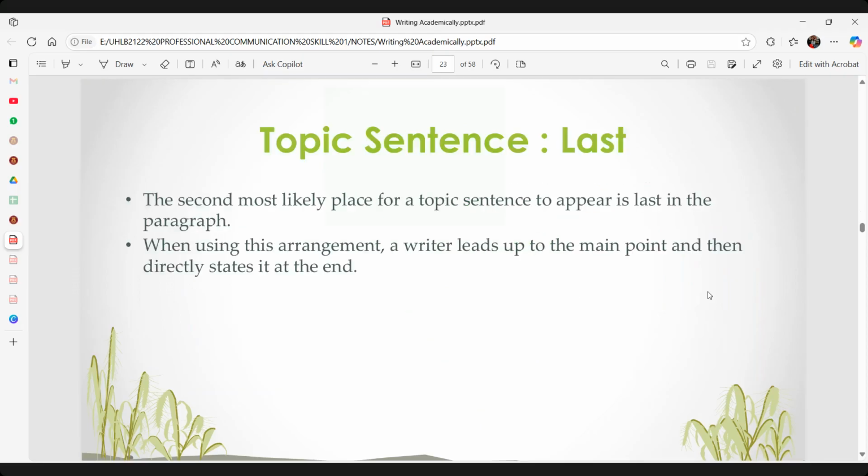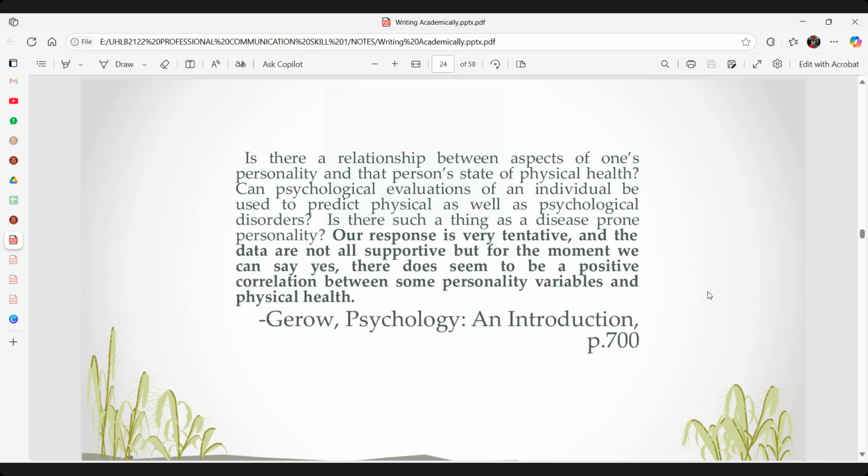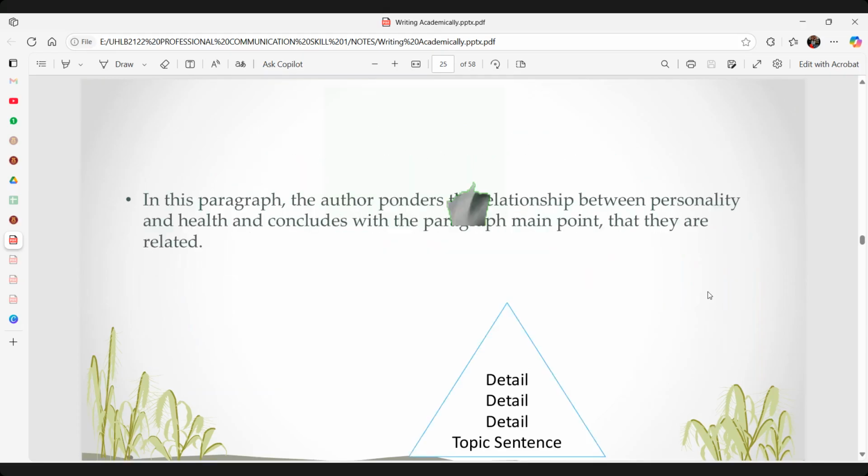Next, topic sentence as last. So basically, this is where you start your paragraph with an explanation, or probably you start with an example, then explanation, and then you go to the topic sentence. So that is the example. And the graphic for this is to start with a narrow idea, and then it becomes very general. Hence the reason why it is a pyramid. Compared to the previous one, it was a reverse pyramid, correct?